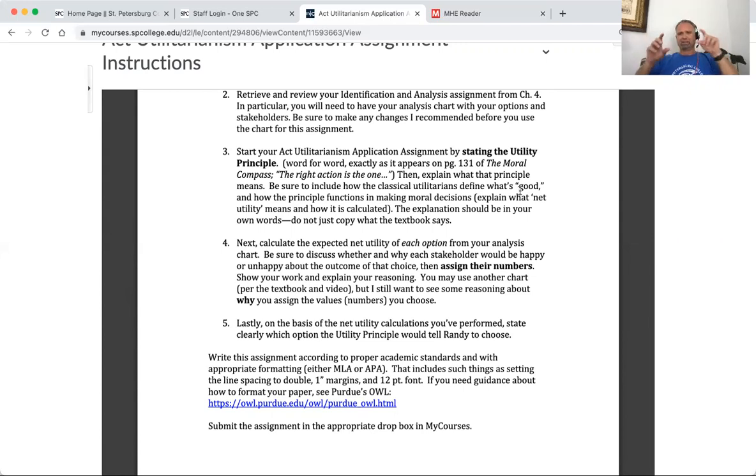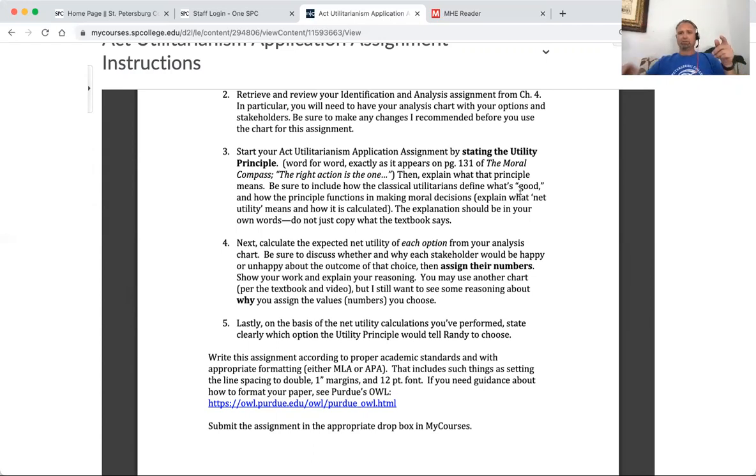Okay, and so for each of your application papers, this is basically the format. So start by stating the exact wording of the principle as it appears in the textbook or notes. Okay, so here it says start your ACT utilitarian application by stating the utility principle word for word exactly as it appears in the moral compass, right? So I want you to memorize the wordings of these principles that you guys are learning. So in the case of the utility principle, the right action is the one that tends to produce the greatest possible balance of happiness over unhappiness for the greatest possible number, right? That's the principle. So state that for me as clearly as you can in its exact wording.